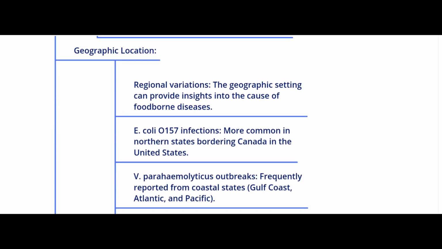If we talk about geographic locations, we can have really big regional variations, and this is important for travelers' diarrhea. For example, the O157 strain of E. coli is more common in northern states bordering Canada in the United States, for example, while Vibrio parahaemolyticus is more reported in the southern states.